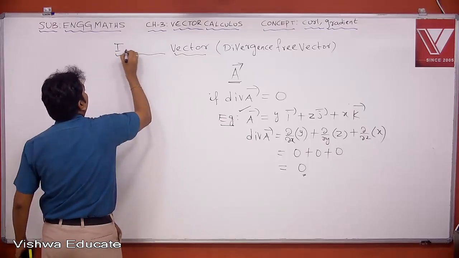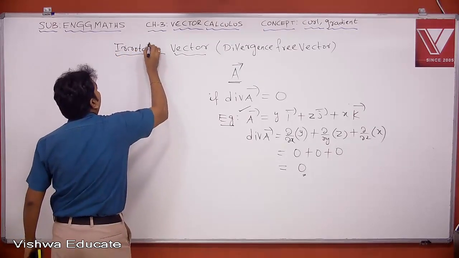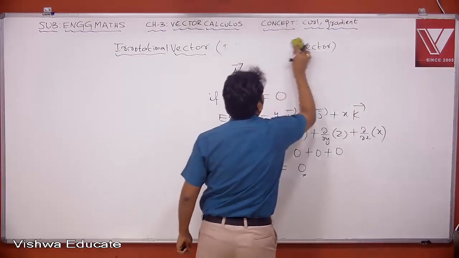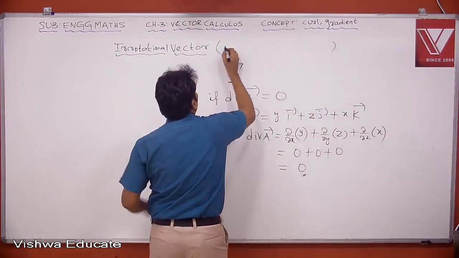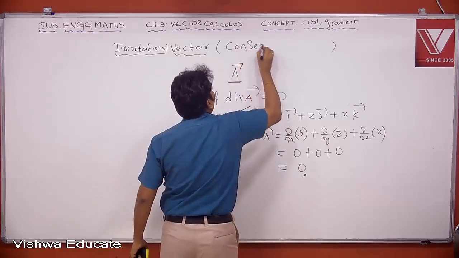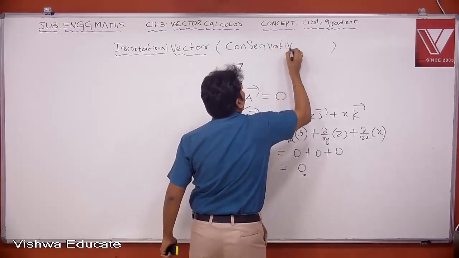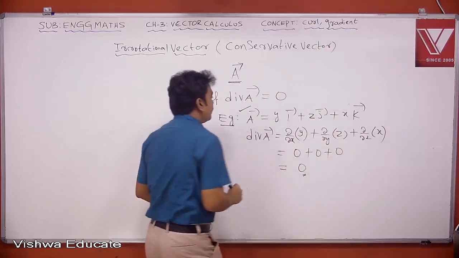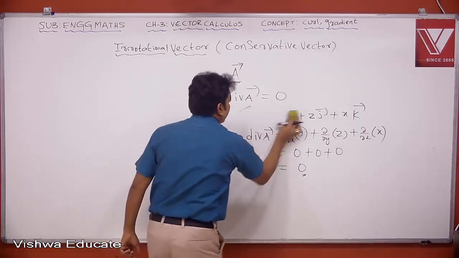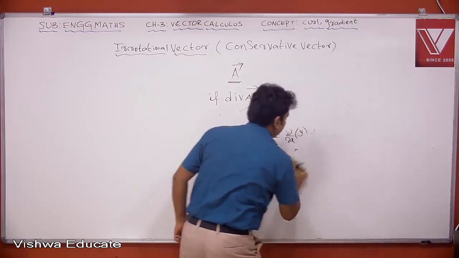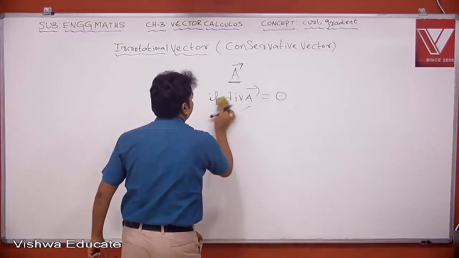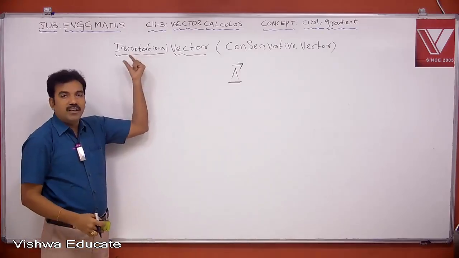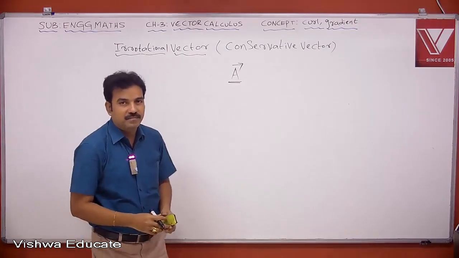Next definition, irrotational vector, or this is also called a conservative vector. See, actually irrotational means there is no rotation.